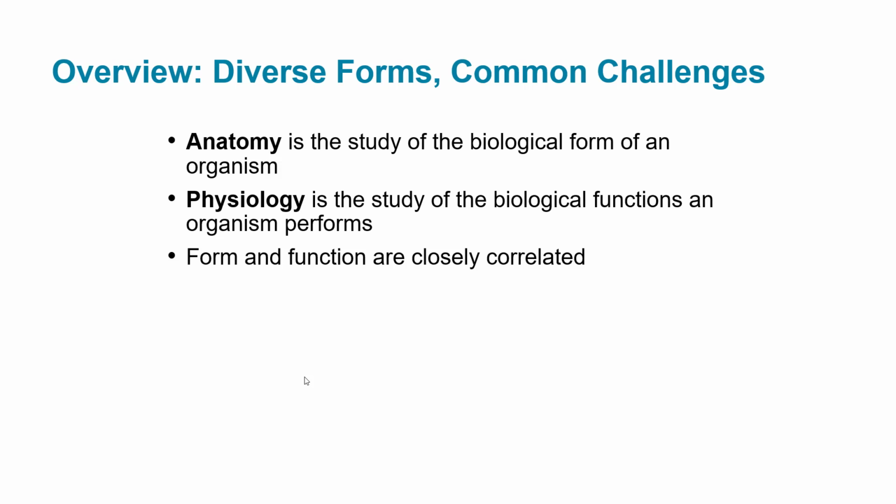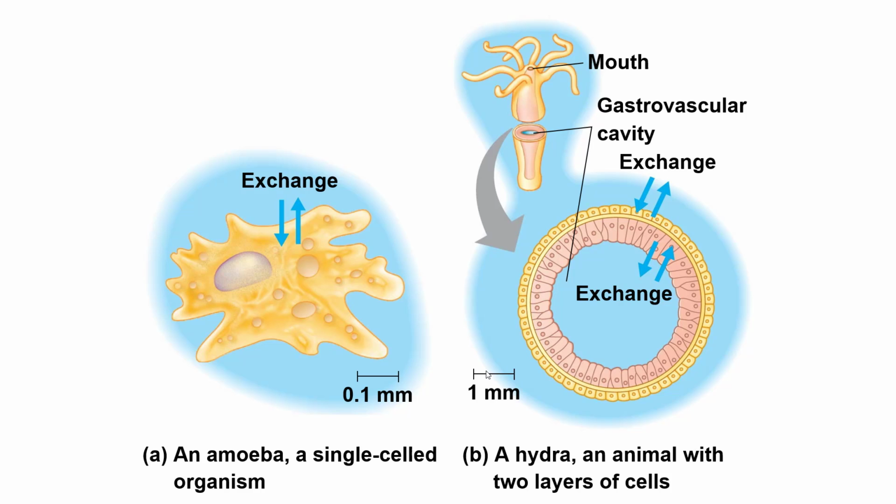So the study of anatomy is the study of biological form, like the bones, the muscles, the tissues, and so on and so forth. Whereas the study of physiology is the function that those organs and various structures perform. So anatomy is structure and physiology is function. But of course, form and function are closely tied together. You can look at an organ and often figure out what it does based on its shape.